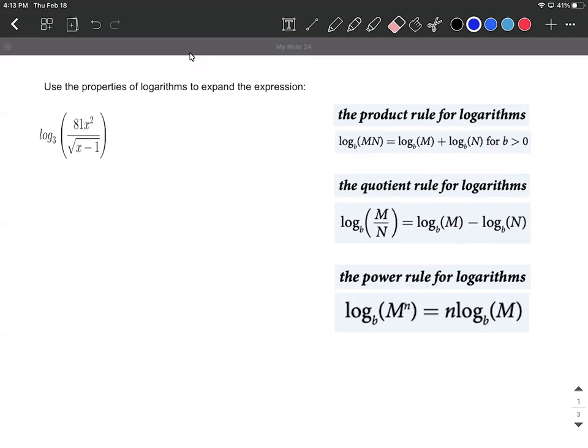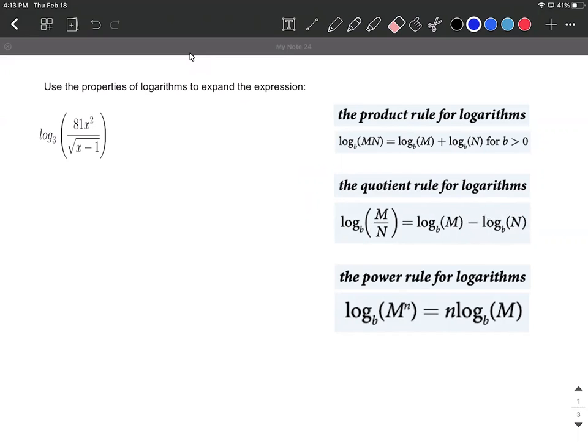To expand this, we want to move from the left-hand side over to the right-hand side of each one of these rules. So the first thing that I notice on this is that we do have a fraction. To expand this, the numerator gets its own logarithm. It's going to be positive out in front. The denominator gets its own logarithm. It's going to be a subtraction or negative out in front of that logarithm.